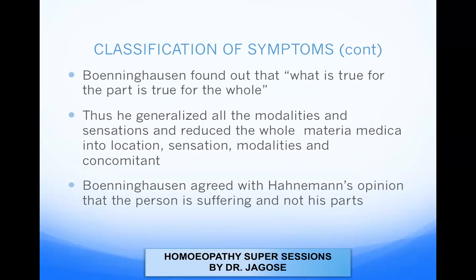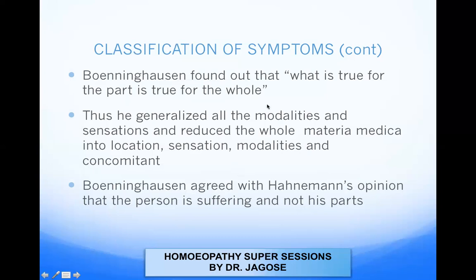So just let me make it more simple for you. Suppose the patient has headache, pain in abdomen and pain in legs. In the headache, he's not able to tell you the sensation. In the abdomen, he's told you throbbing sensation, and in the legs also he's told you throbbing sensation. So this throbbing sensation, which is present in the abdomen and the legs, can be used on a general level also for the head where the sensation was absent. So therefore, he generalized all the modalities and the sensations and reduced the whole materia medica into location, sensation, modality, and concomitant. What is true for the part is true for the whole.